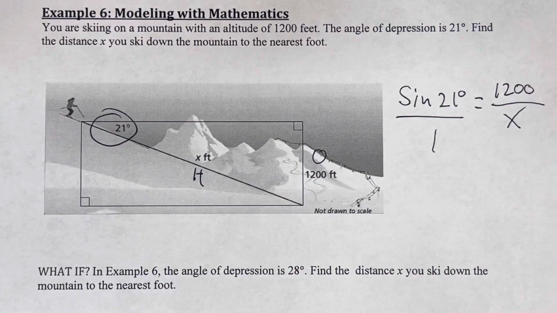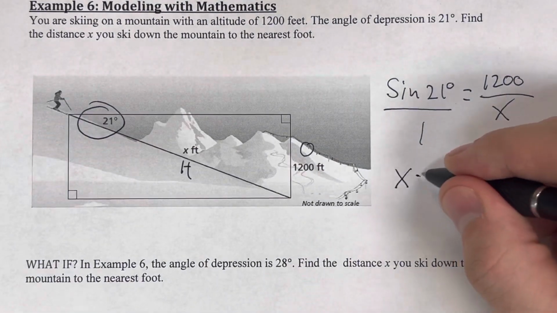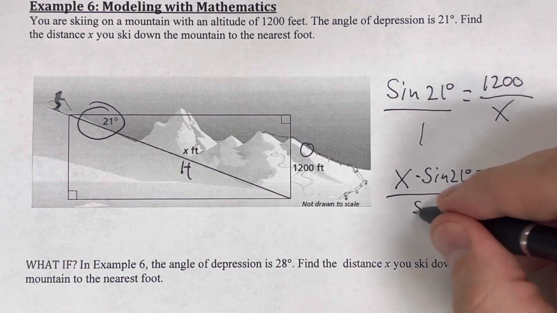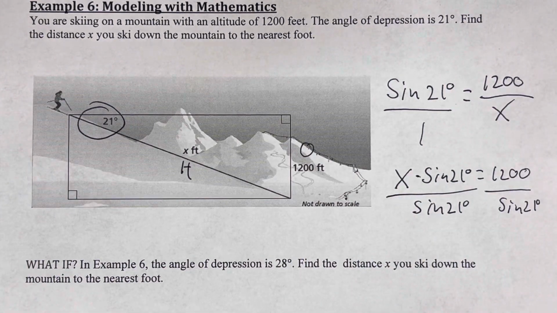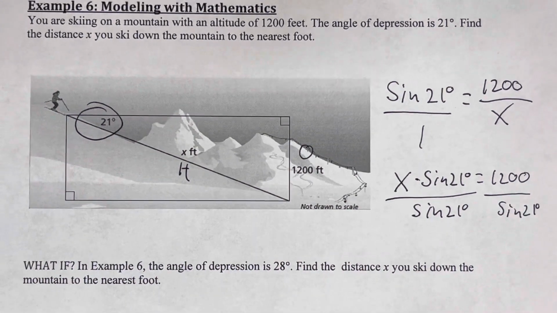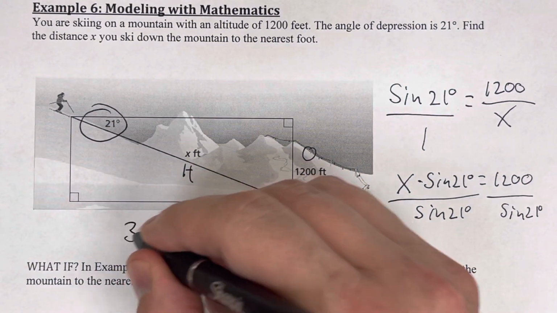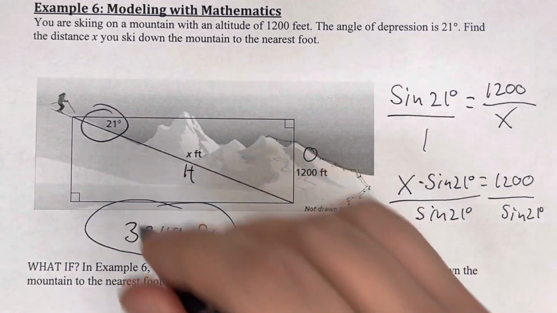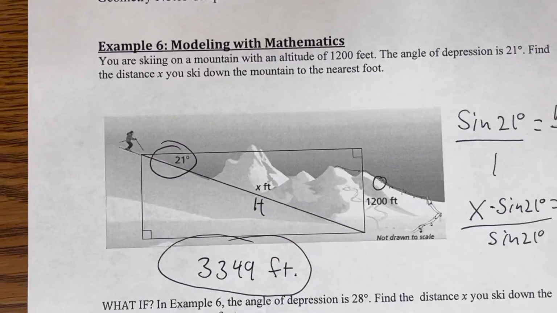Put it over 1, and we'll cross multiply to solve. We've done this a ton of times. So we'd have x times the sine of 21 degrees equals 1,200. Divide both sides by the sine of 21, and we will have our solution. So 1,200 divided by the sine of 21 is 3348.5. So we'll round that up to 3349. And that's in feet. And then it says, in example 6, if the angle of depression is 28 degrees, find the distance I would ski down the mountain.